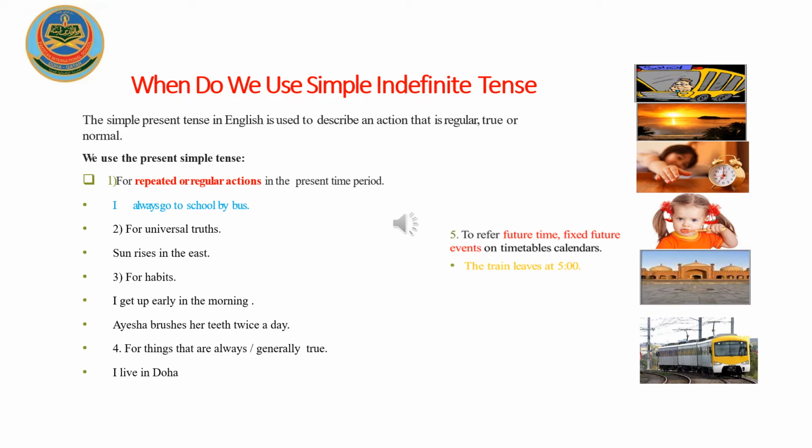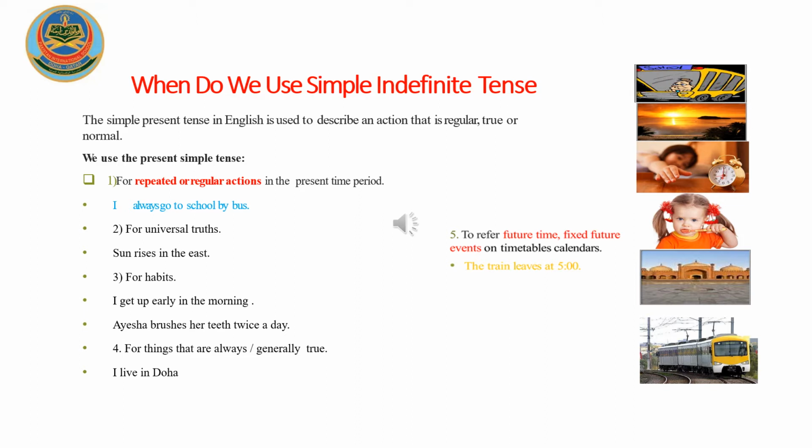We use present simple tense for universal truths. Sun rises in the east. My dear students, we also use present simple tense to talk about habits. I get up early in the morning. Aisha brushes her teeth twice a day.